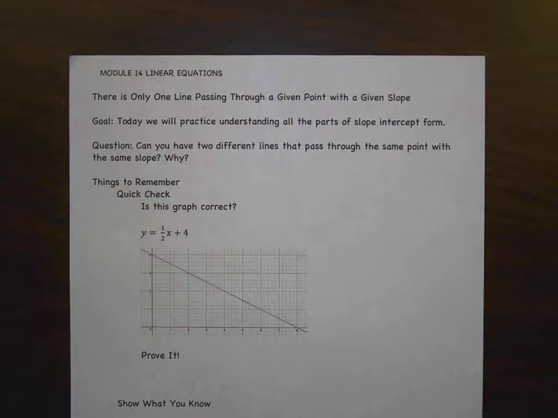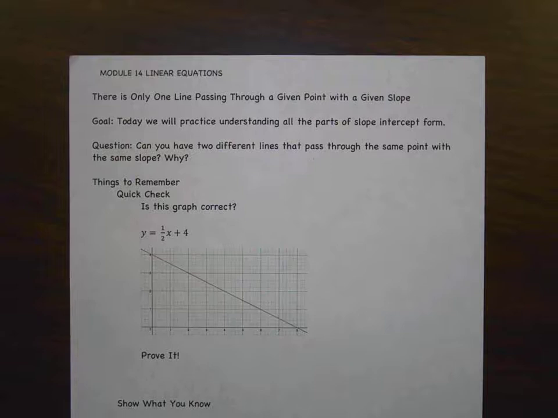This is lesson 18, and it is called "There is only one line passing through a given point with a given slope." Our goal for today is we will practice understanding all the parts of slope-intercept form. The question that I want you to be thinking about during this lesson is, can you have two different lines that pass through the same point with the same slope? And if so, why or why not?